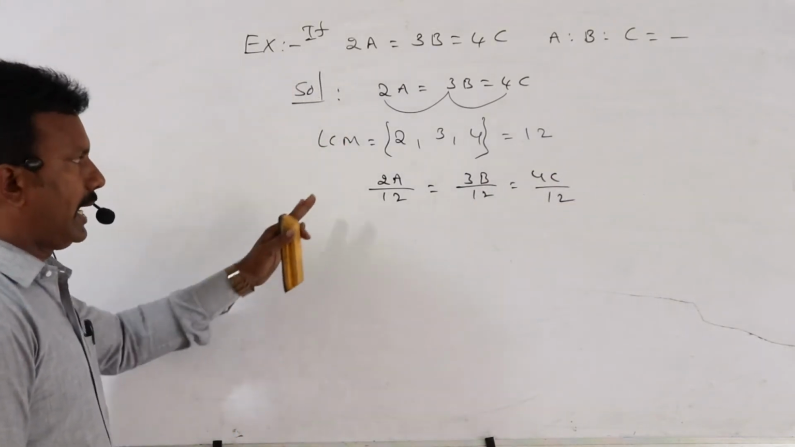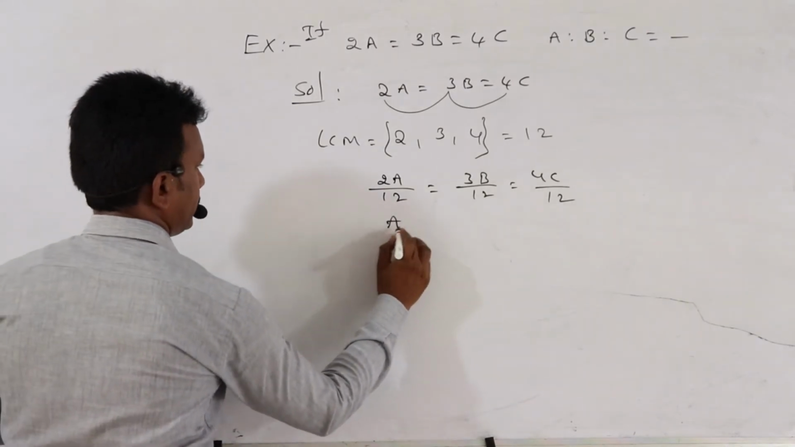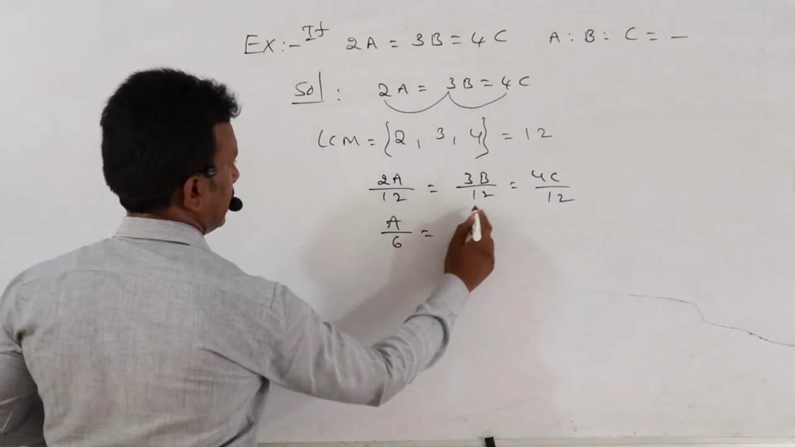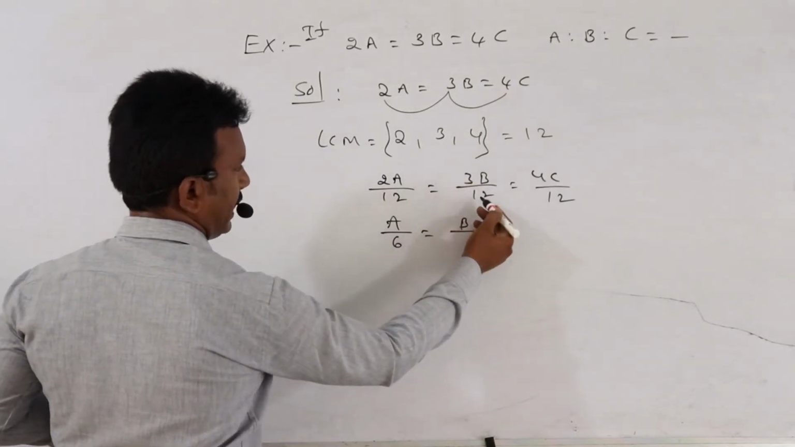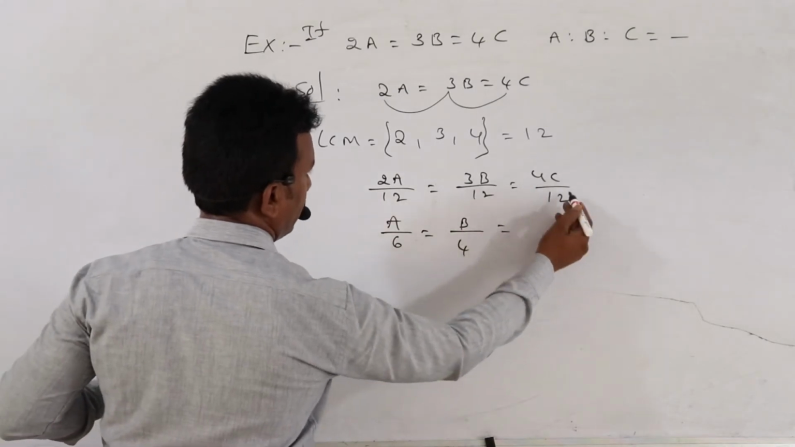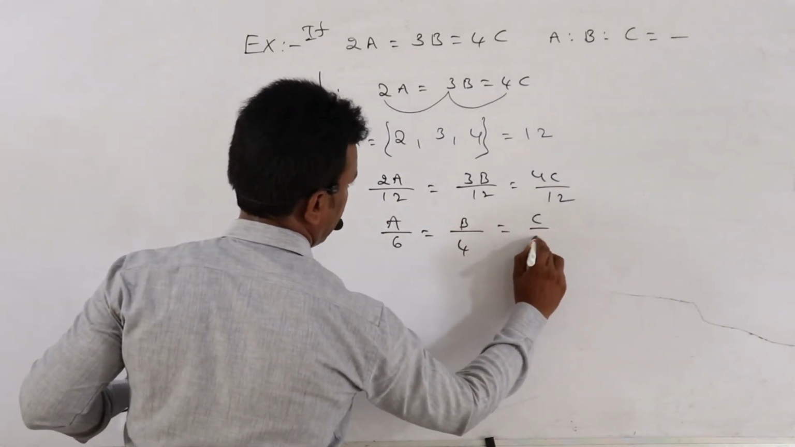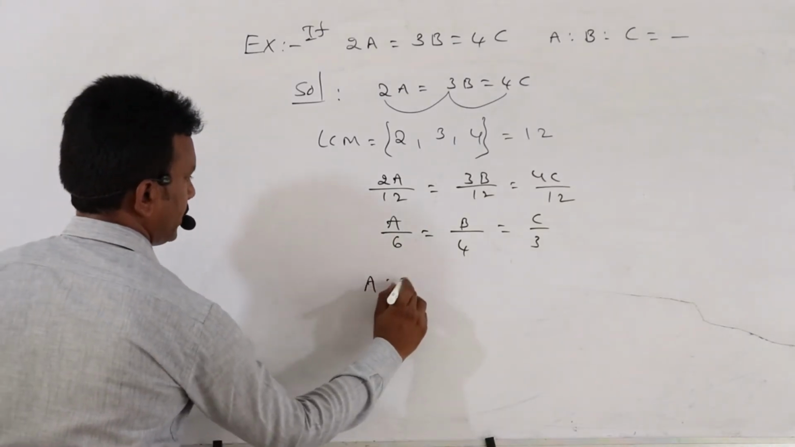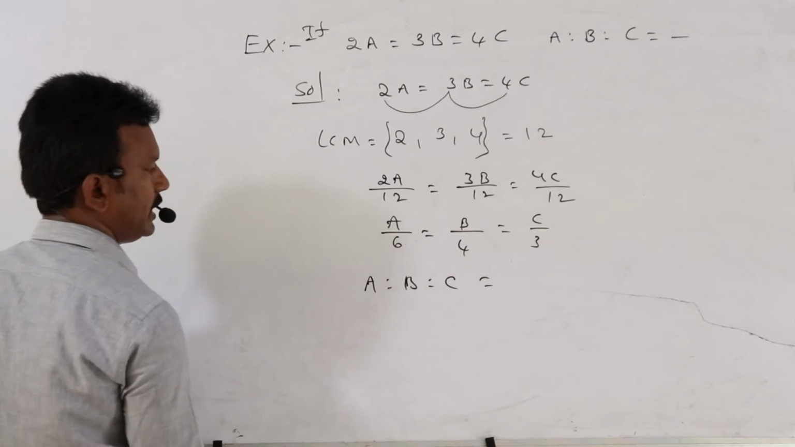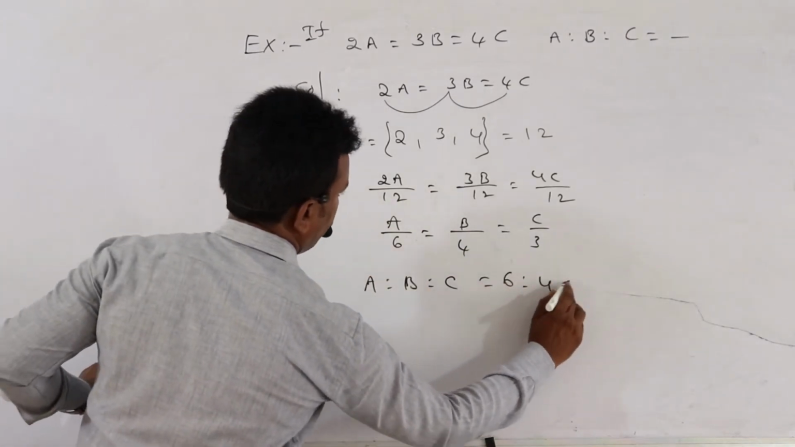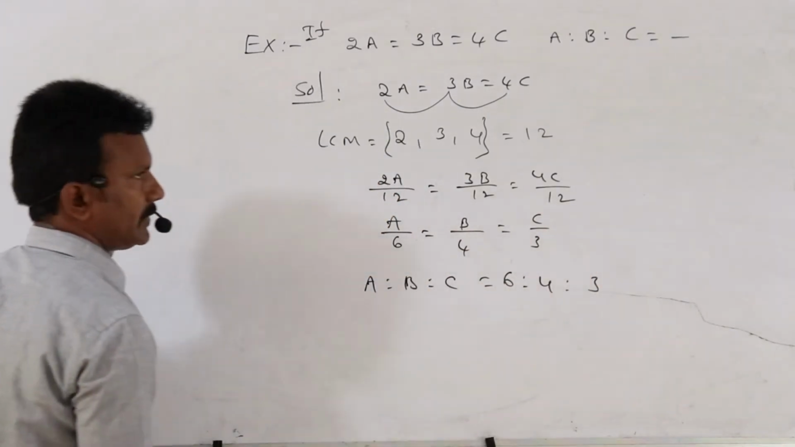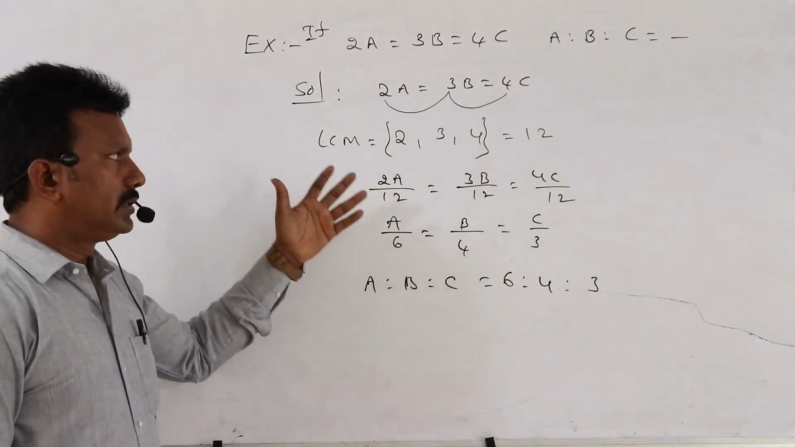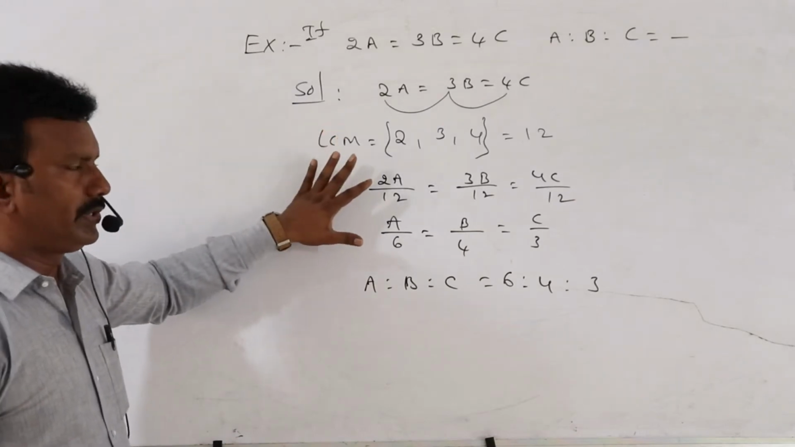After that we write the cancellations. For a, 2 divides 12 six times; for b, 3 divides 12 four times; and for c, 4 divides 12 three times. So finally we conclude that a is to b is to c is 6 is to 4 is to 3. So our answer is 6 is to 4 is to 3. This is one method, one type of solution.